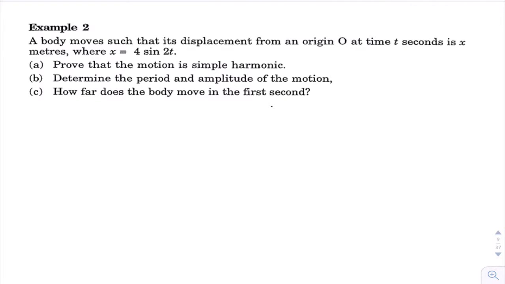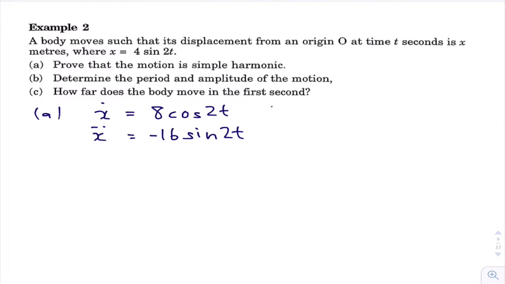Okay, example 2. Prove that the motion is simple harmonic in this case. So we need to prove for A that the second derivative is equal to -k squared, or a constant, times the original function. So we've just got to do the derivative, and I'll use the shortcut. The derivative of 4 sine 2t is 4 cos 2t times 2, so that's 8 cos 2t. Second derivative, so to do the derivative again, the derivative of 8 cos 2t will be -8 sine 2t times 2, so -16 sine of 2t.